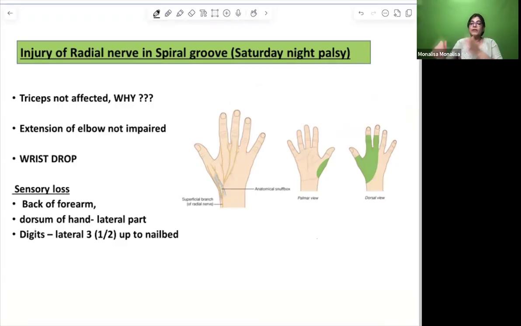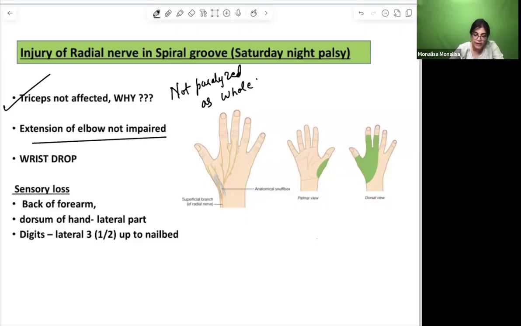But in this case, the injury is in the middle of the shaft of humerus, somewhere here. Spiral groove is in the arm, somewhere here. But a part of the triceps muscle is not paralyzed fully. It is not paralyzed as a whole, it is partially paralyzed. So elbow extension is not impaired, but wrist drop will be there. That means elbow extension is not fully gone. Why? Because triceps is not fully paralyzed, because the spiral groove is somewhere in the middle of the humerus.